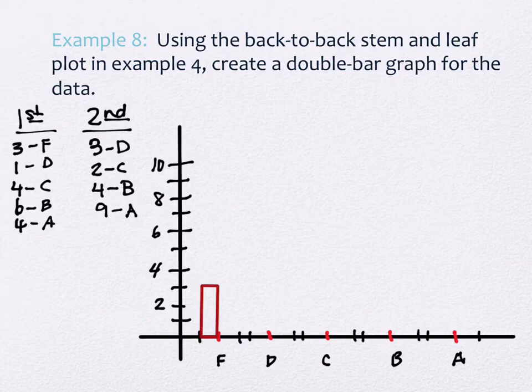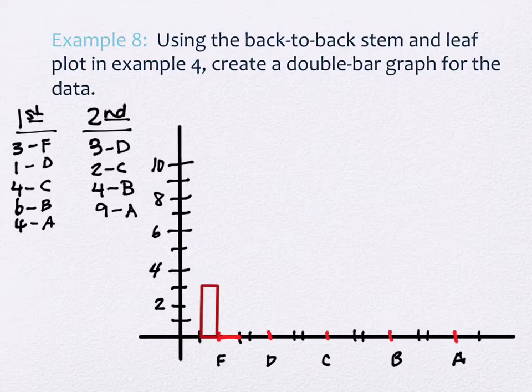Okay, I'm going to call that good for now. There is no bar of height anything for the F's on the second exam because there weren't any, so it does end up looking blank. If it bothers you for it to look blank, you're welcome to draw a line down here to represent that you're at 0. And then we're going to skip over to D's.